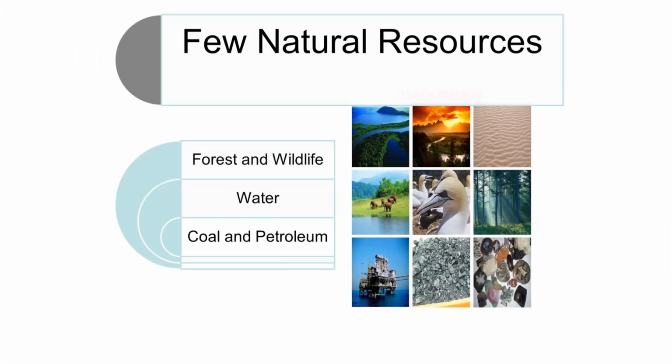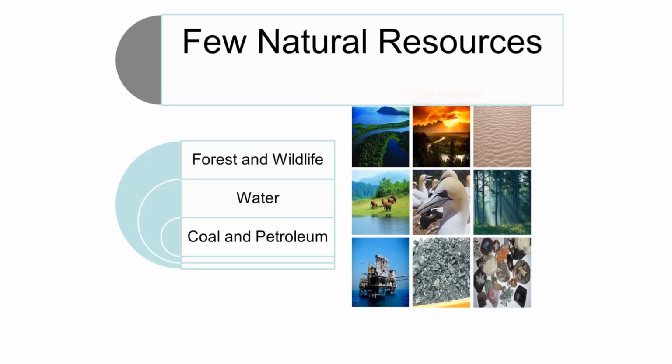Few natural resources that we are talking about. As you can see here, we have placed 3 things, that is forest and wildlife, water, coal and petroleum. It has been kept in the subsets form. So forest and wildlife, we have ample. In that, a few portion is water, and in that, a little portion of coal and petroleum exists. So we do need to take a lot of care to preserve and manage the usage of coal and petroleum.